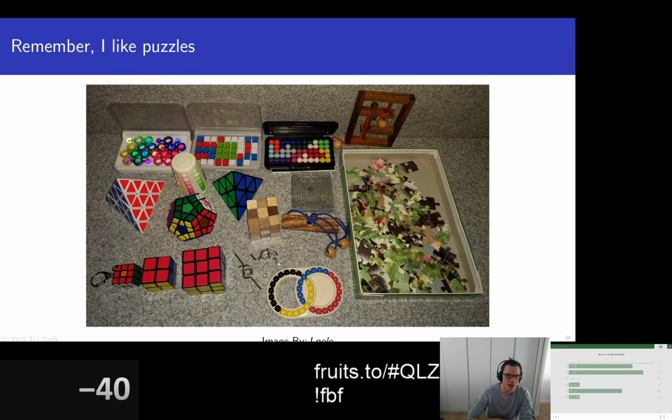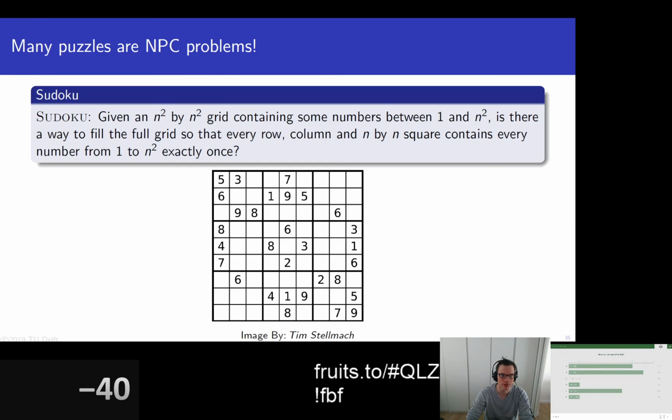Now, I told you all the way at the start of this course that this course would be about puzzles and using computers to solve them. Well, I've shown you a bunch of puzzles throughout this course. But as it turns out, many of the things that people often call puzzles are also NP-complete problems. Consider, for example, Sudoku. Given an n squared by n squared grid, we need to fill in these numbers. Every row, every column, and every n by n box contains every number exactly once.